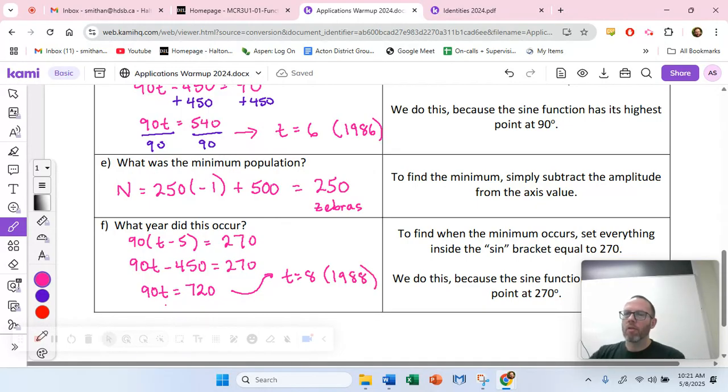All right. Did you guys get 8? So 1988 as well? Nod and smile. Of course, the period is 4. So this would happen in 1984 and 1992, et cetera, et cetera.